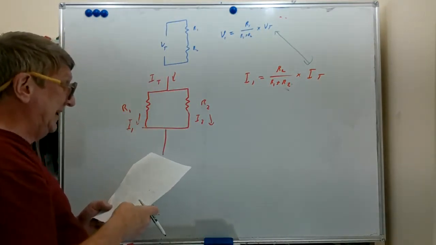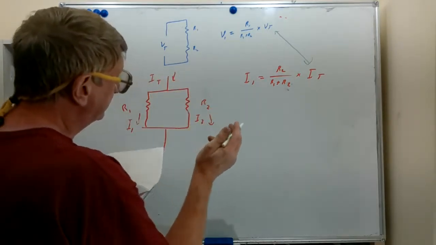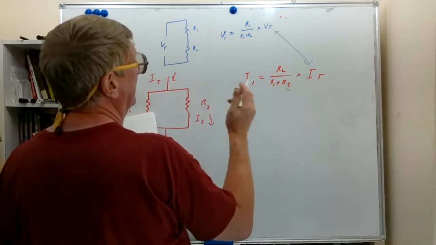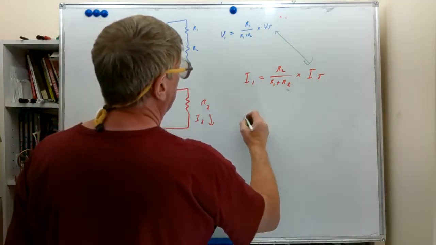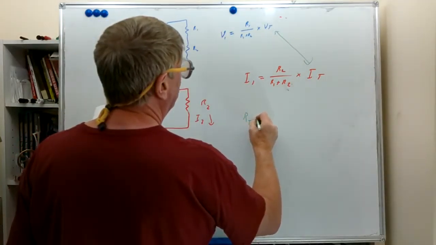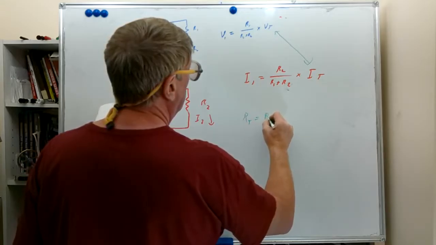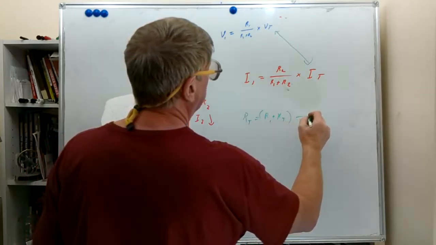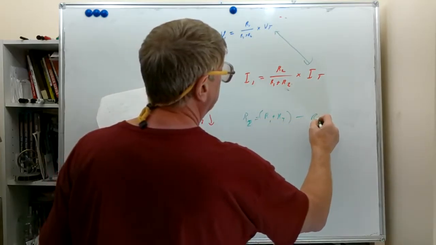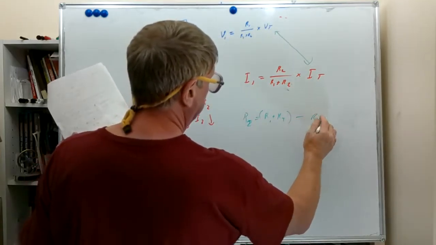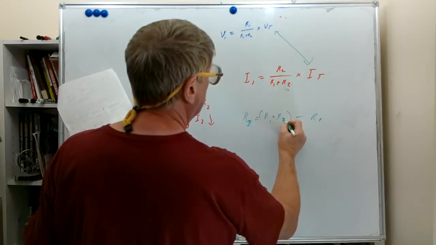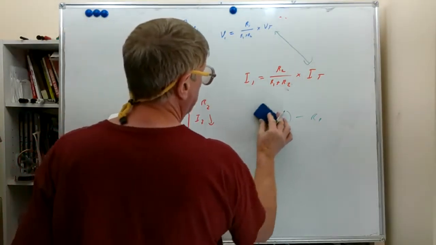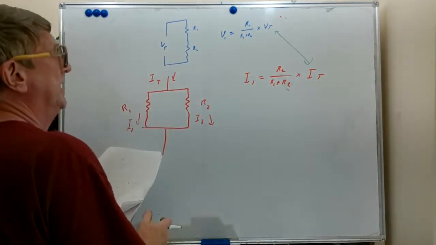So basically, think about this, R2 is equal to R1 plus R2 minus R1, right? Yeah, I don't like that. Let's leave that out of there. I might confuse you with that.